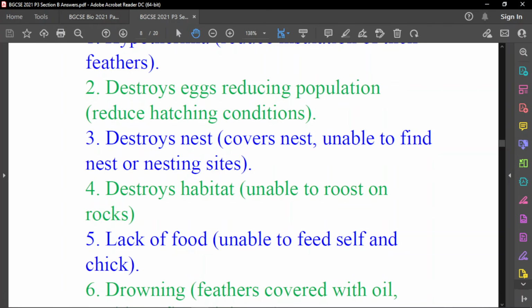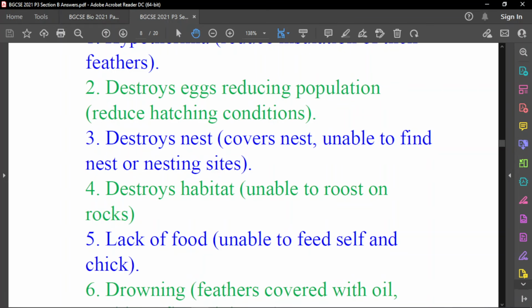You could cover the nest, and so the adult birds, if they're not affected, may have difficulty in finding the nest. If they're not there to warm the eggs by laying on them, then the eggs may not hatch. It may also destroy habitats, leaving birds unable to roost. Roosting is where they stay to rest, hanging out on the rocks. If those places are damaged, the birds can't use them anymore, and may have problems finding a resting place. They have to change where they rest, which may expose them to more predators and so on.